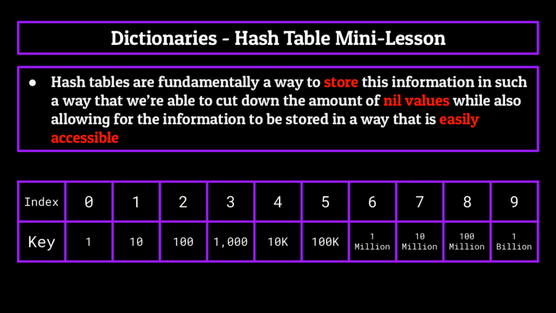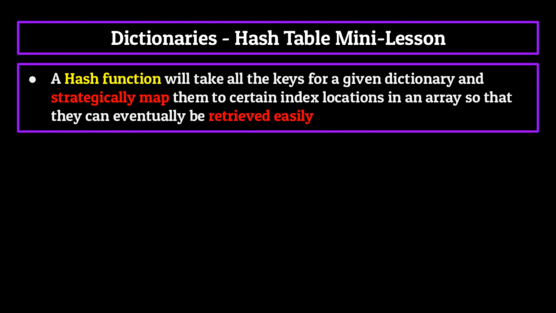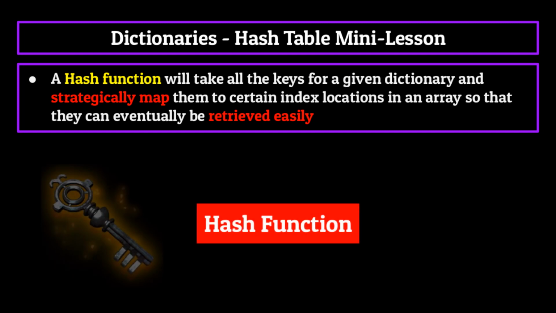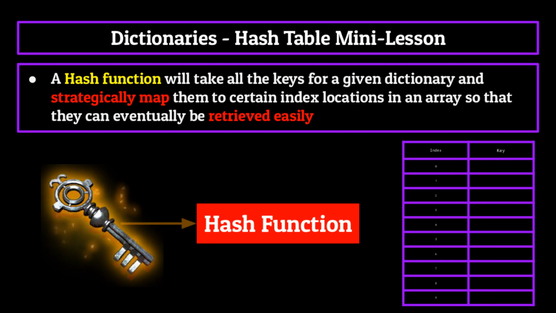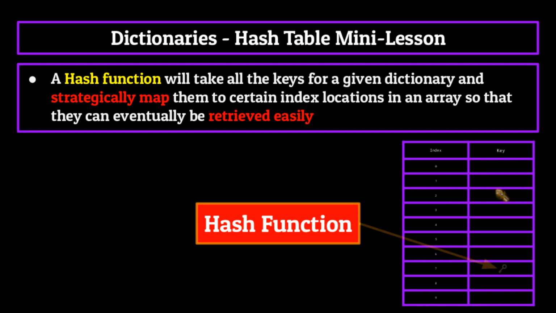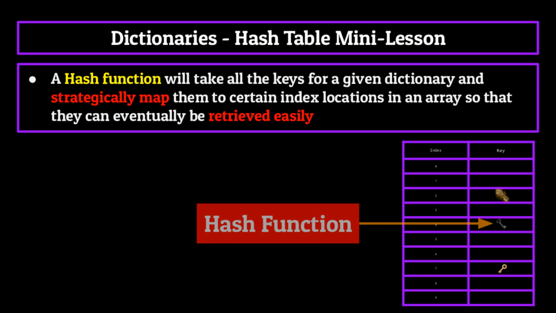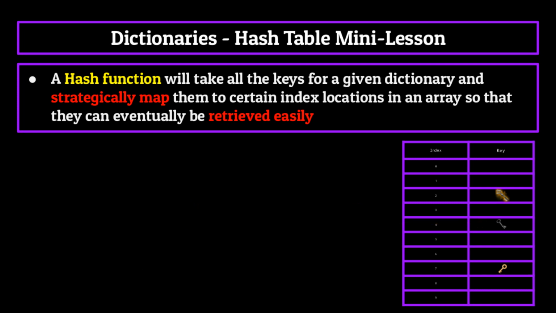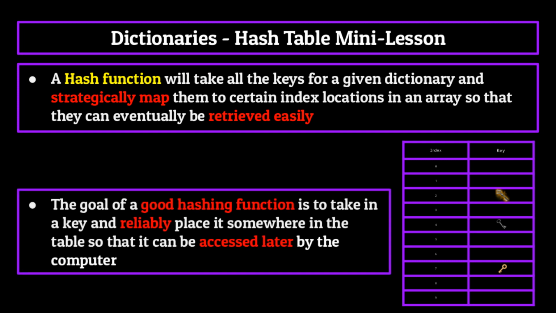Well, through the use of a trick programmers use known as hash functions. A hash function will take all the keys for a given dictionary and strategically map them to certain index locations in an array so that they can eventually be retrieved easily. Essentially, by giving a hash function both a key and a table, it can determine what index location to store that key at for easy retrieval later. These hash functions can be pretty much anything which takes in a value and returns an index location. The goal of a good hashing function is to take in a key, whatever that may be, and reliably place it somewhere in the table so that it can be accessed later by the computer.